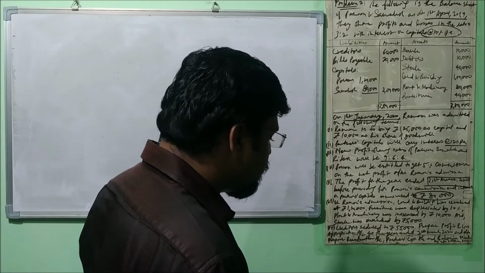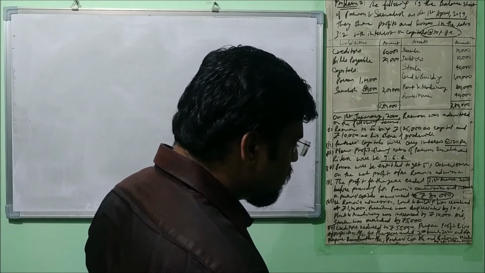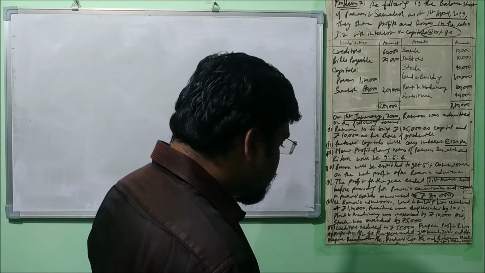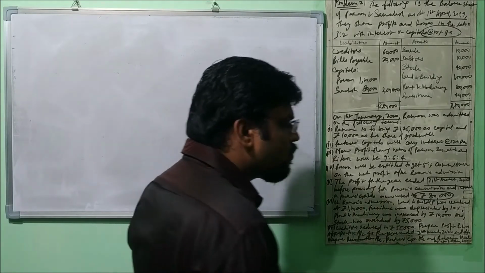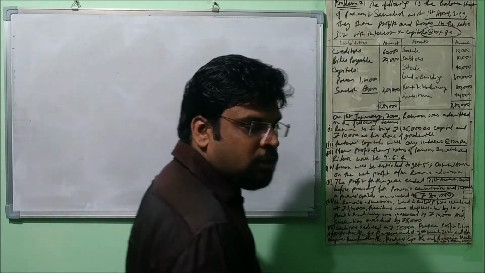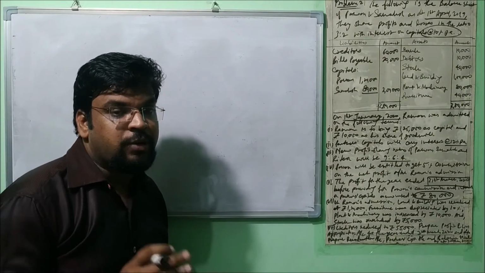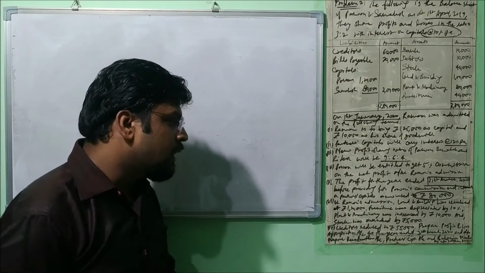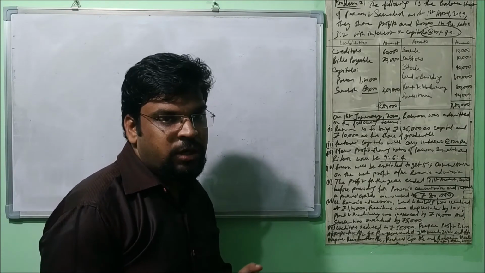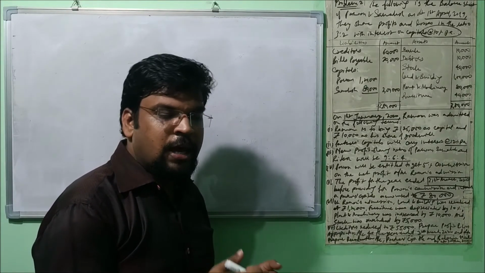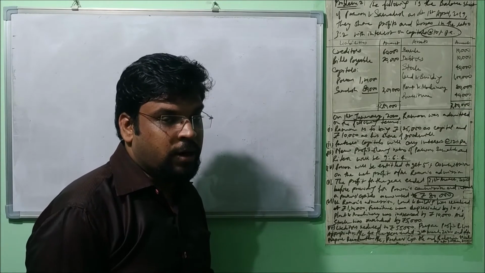Prepare profit and loss appropriation account for the year ended 31st March 2020, and also prepare revaluation account, partner's capital account, and balance sheet as at 31st March 2020. Right? So let's start. Very first we need to prepare the profit and loss appropriation account. See, we need to prepare the profit and loss appropriation account in two parts: one before joining of the new partner and another after joining of the new partner.